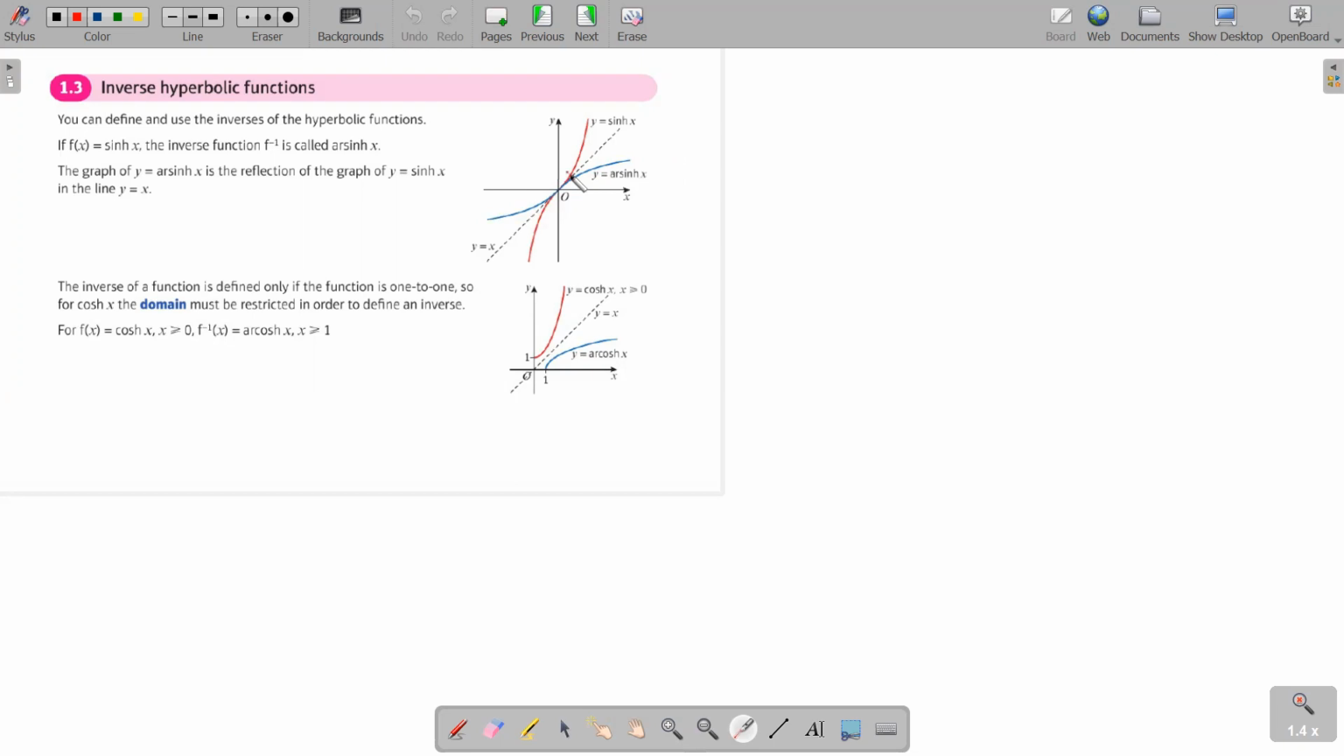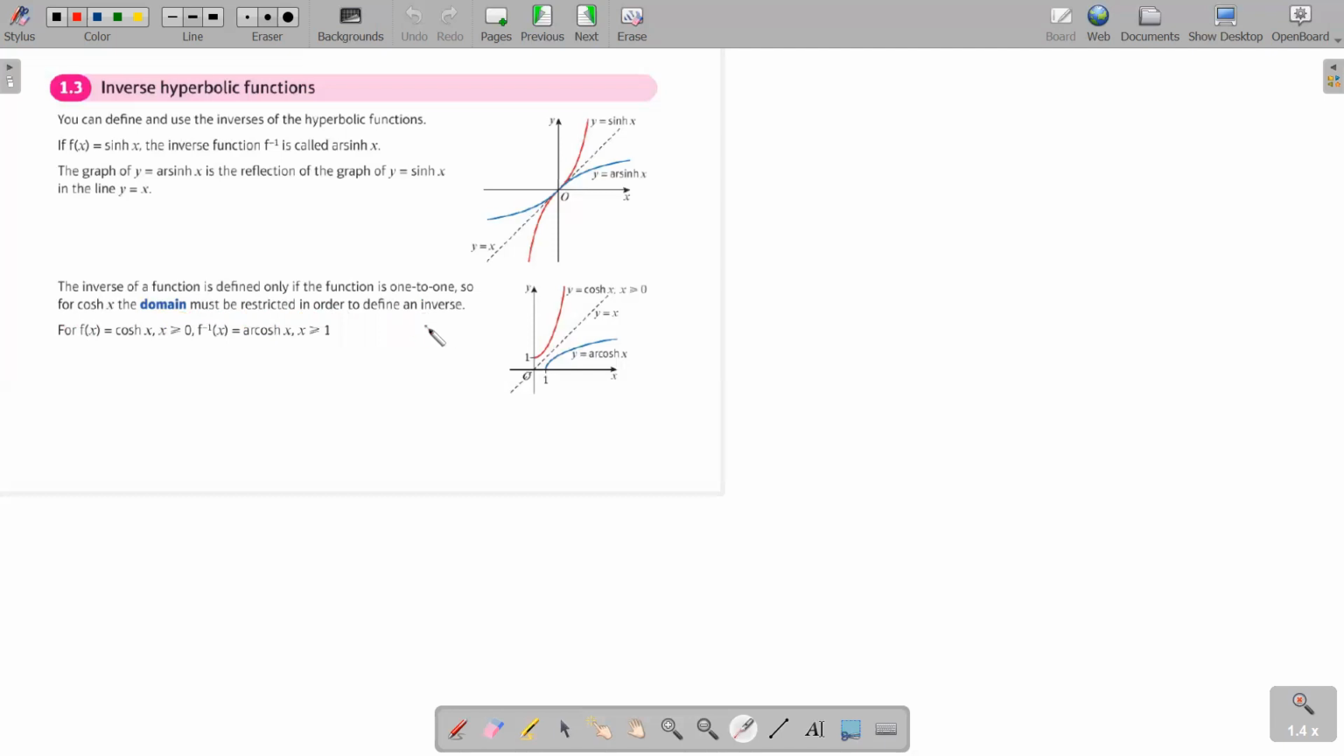So now we'll move on to the arccos x graph. Okay, so that's the inverse of the cosh x graph. The inverse of a function is defined only if the function is one-to-one. So guys, you remember this, right? You can only draw the inverse graph if it's one-to-one. But if you have a many-to-one graph, then you have an issue, right? So for cosh x, the domain must be restricted in order to define an inverse.